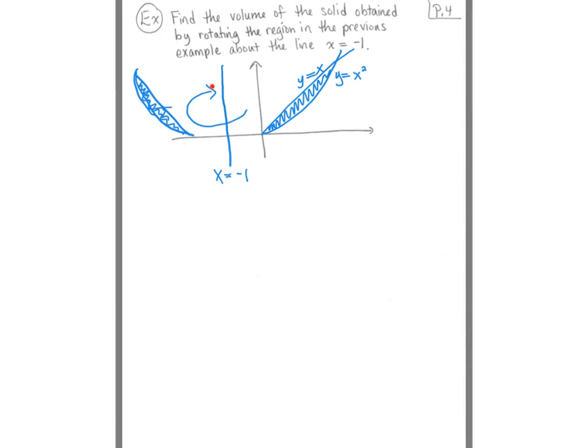And now what we're going to do, since we are rotating around this vertical line, x equals -1, we should think of slicing what we create. The solid that we create, we should think about slicing it perpendicular with respect to the y-axis, right? Because it's a vertical line. So what do we create? We created a washer, right? So you have this inner one, and then you have this is your outer radius.